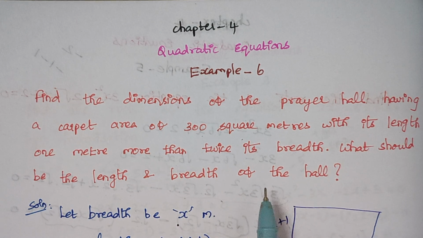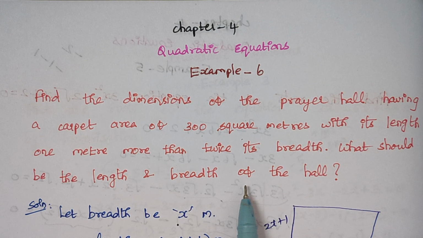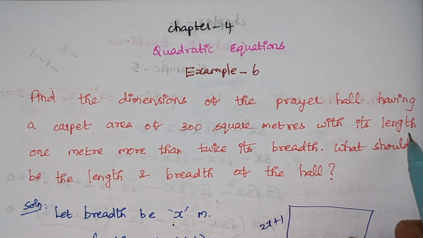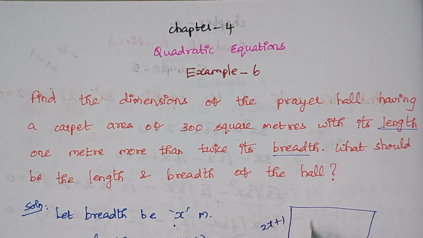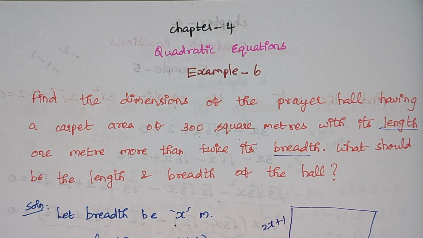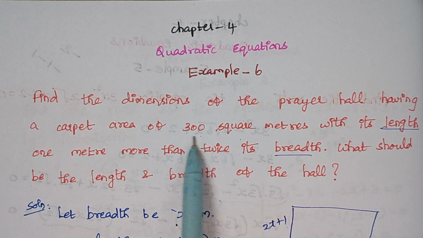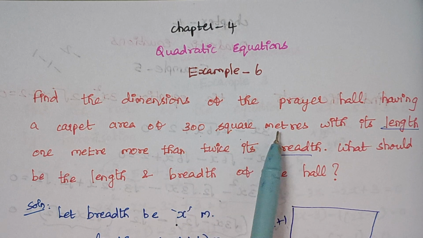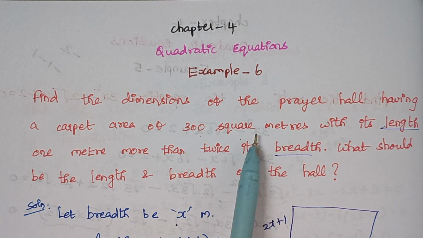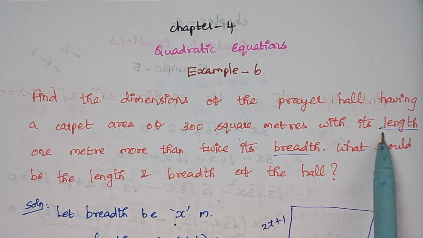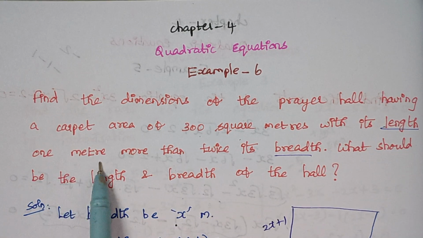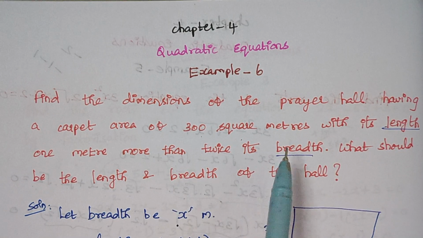So when you look at the problem carefully, you see what are all the dimensions which are given? Length and breadth are given. So what about the shape? Obviously it is a rectangle. So again the total area is 300 square meters. Its length is 1 meter more than twice its breadth.